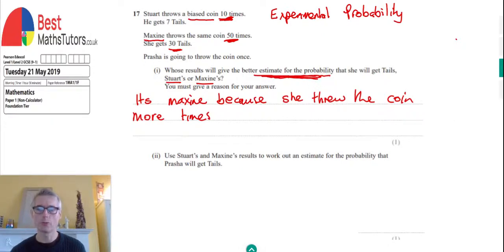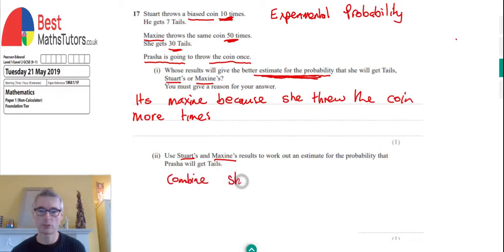So in part 2, we've got to use Stuart's and Maxine's results to work out an estimate of the probability that Prasha will get tails. She's throwing the coin only once. And what we're going to do is combine both Stuart and Maxine's results.